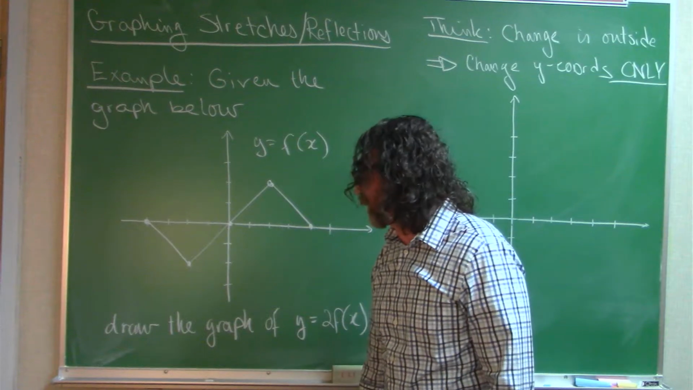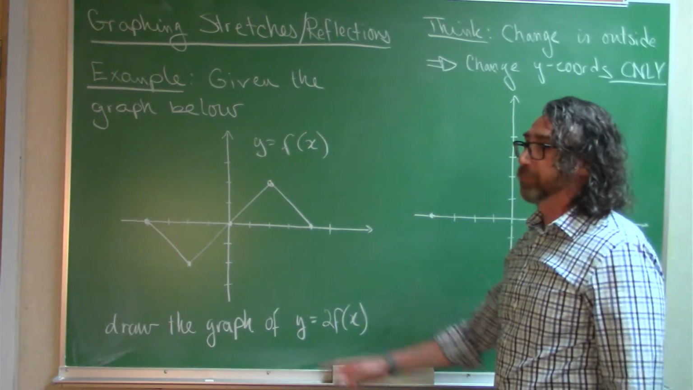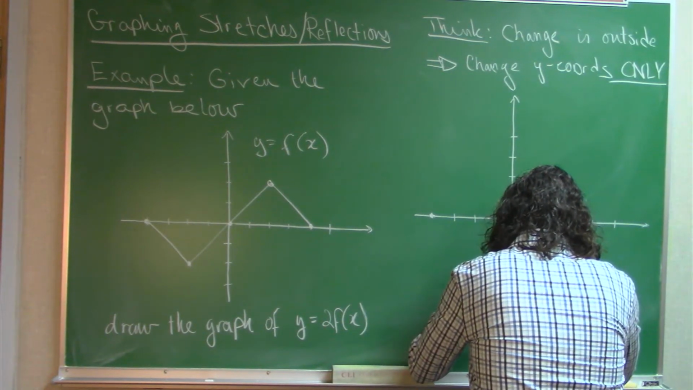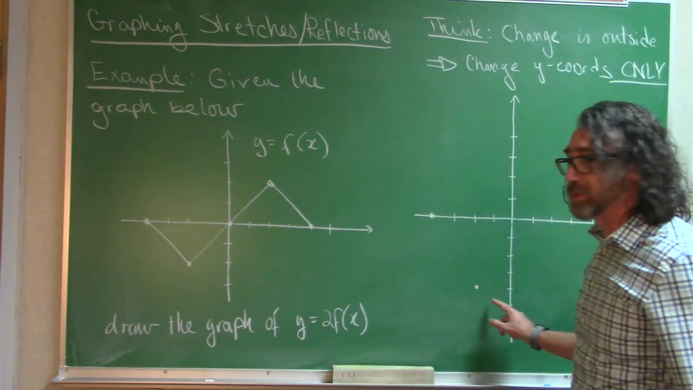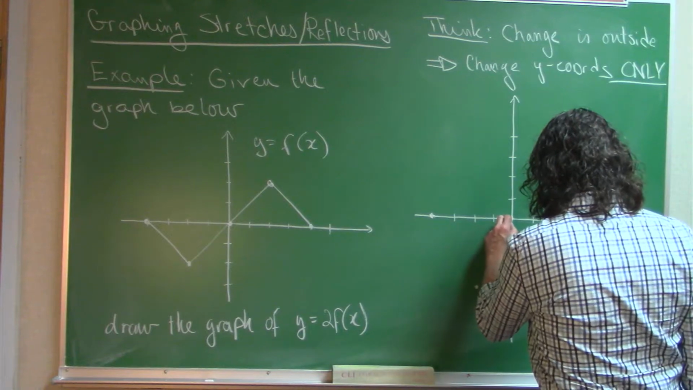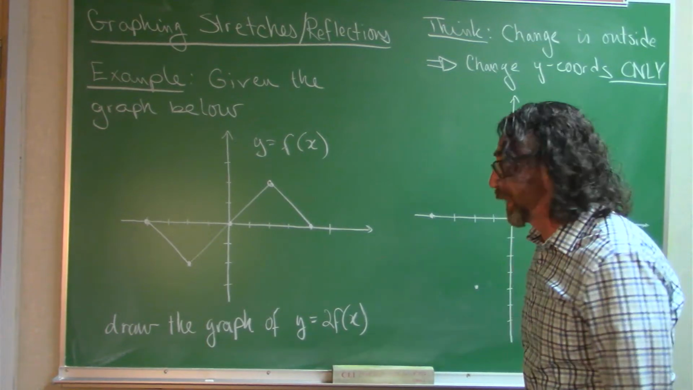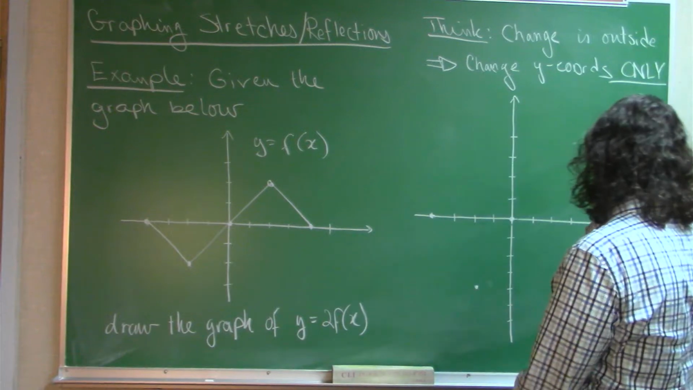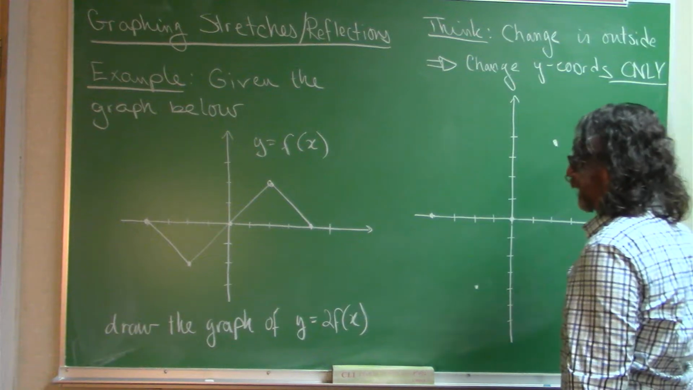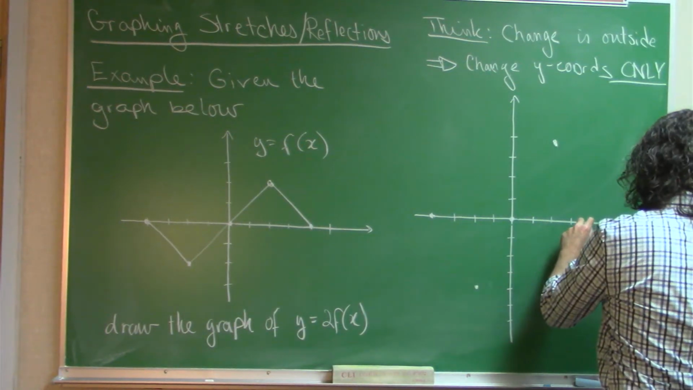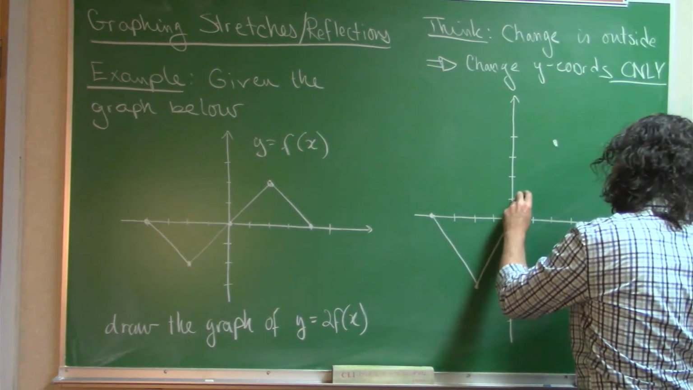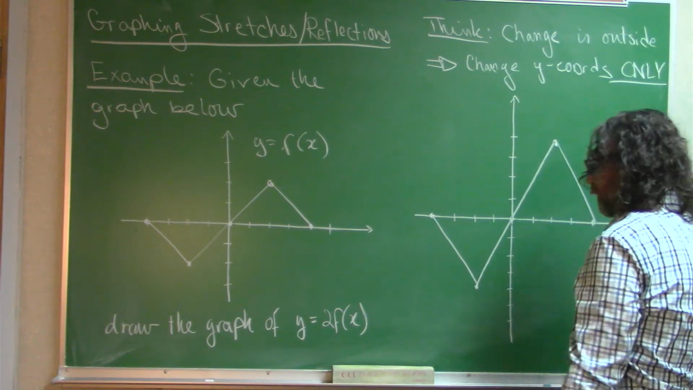This is -2, -2. Multiply the y coordinate by 2, we get -2, -4. Okay, that point ends up over here. 0, 0. Multiply the y coordinate by 2. You get 0, 0 back again. 2, 2 becomes 2, 1, 2, 3, 4. And lastly, 4, 0 stays 4, 0. So here's our shape. Here's our graph, okay?